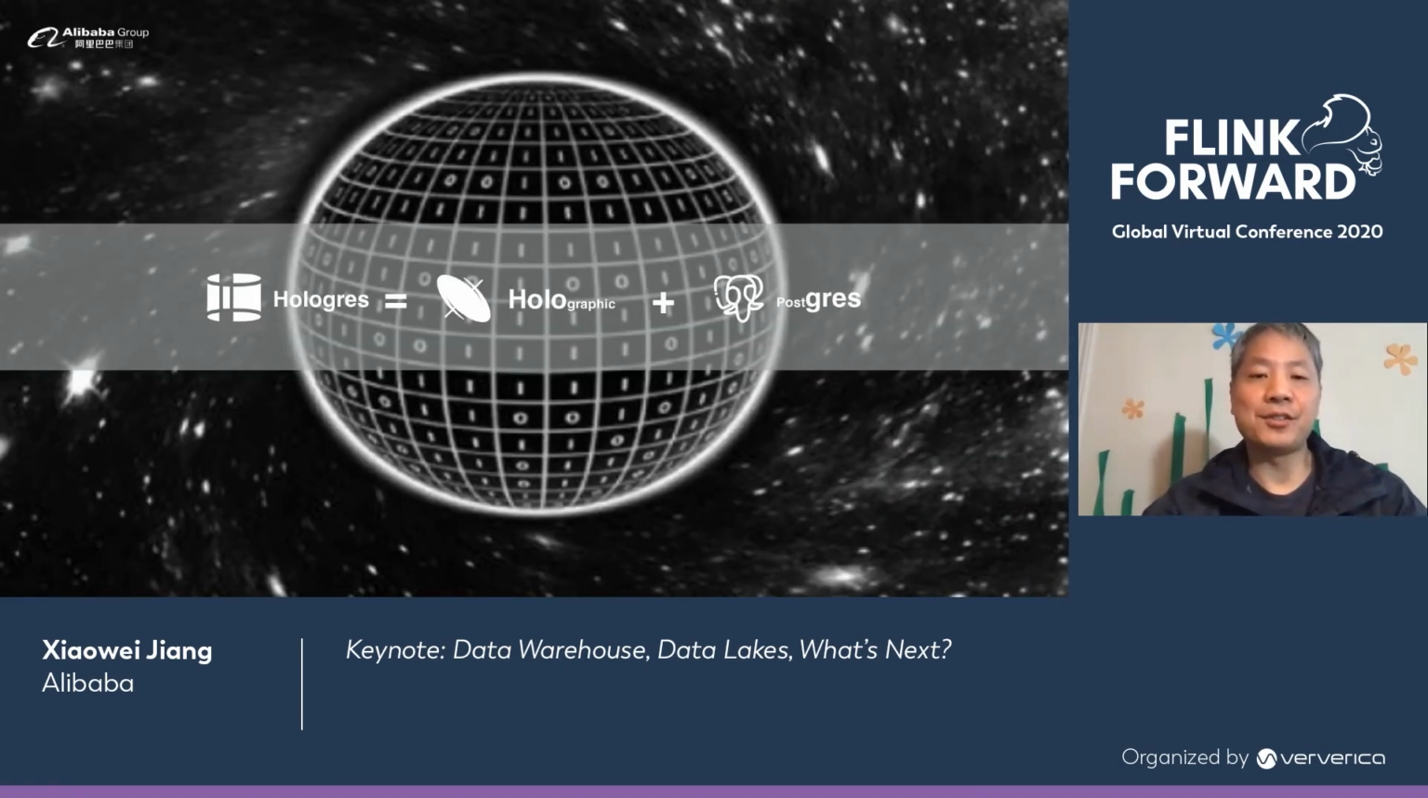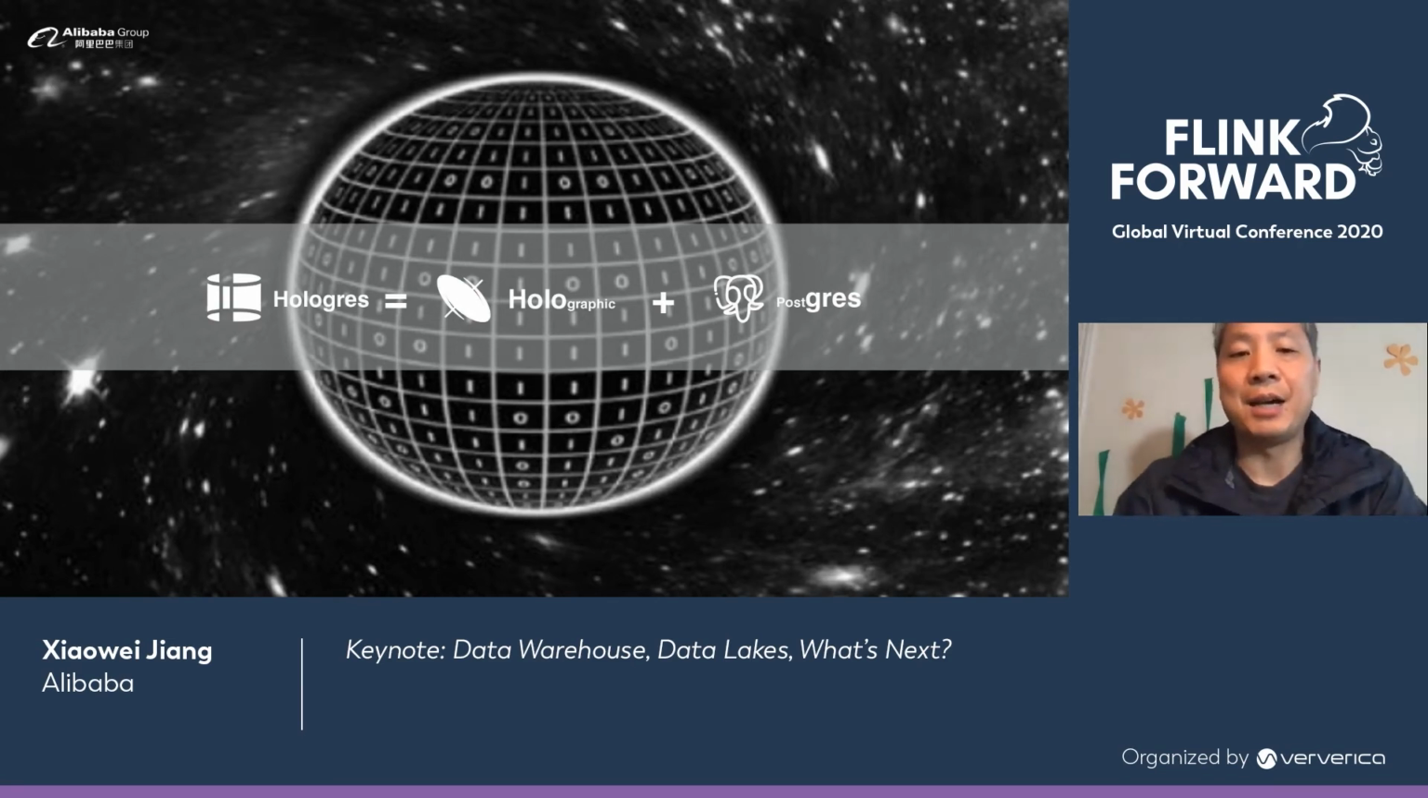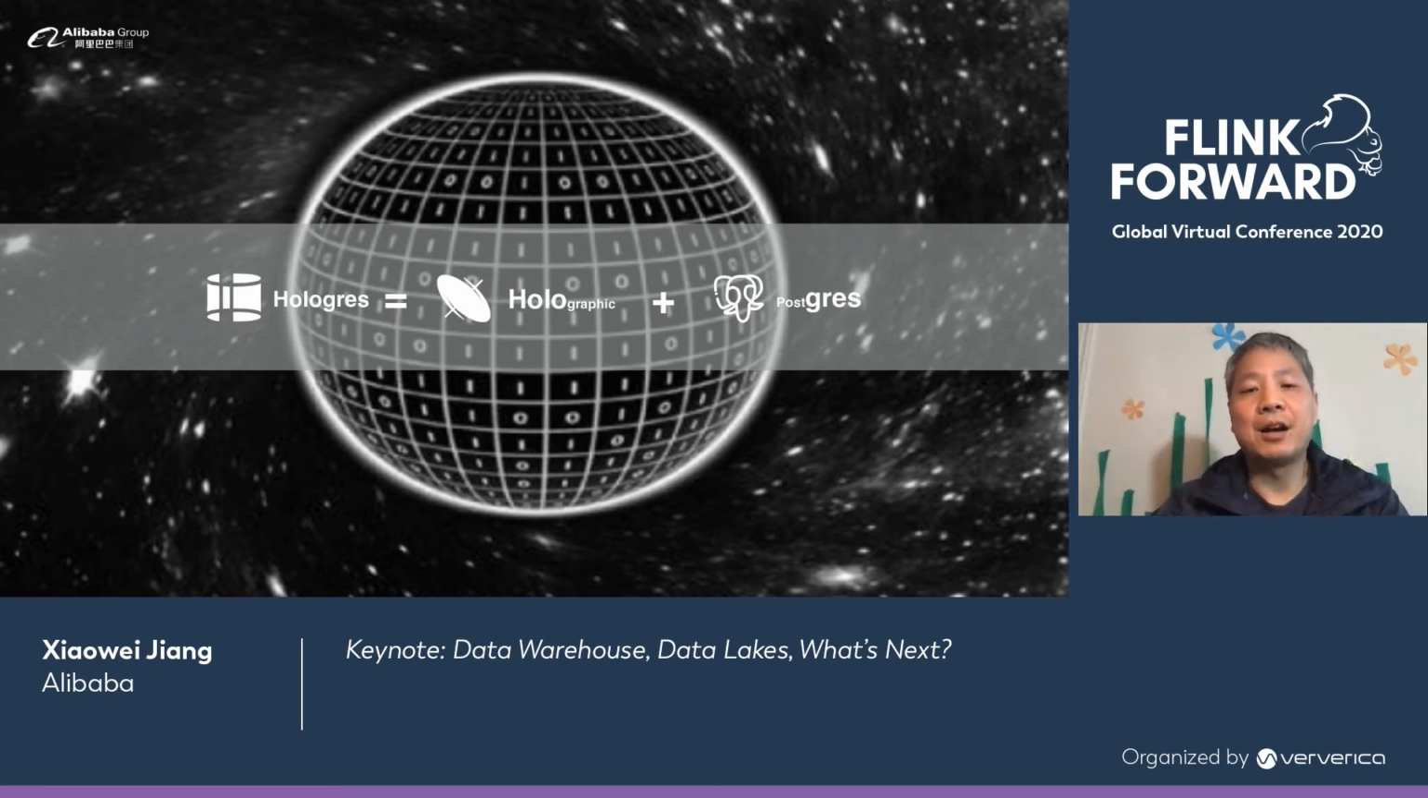To implement such a system, we built Hologres at Alibaba. The name Hologres comes from holographic Postgres. As you can imagine from this name, Hologres is compatible with Postgres. The word holographic actually comes from black hole physics. Imagine you are throwing a book into a black hole. Once the book crosses the horizon or the boundary of the black hole, it can never come back. You can never take it out.